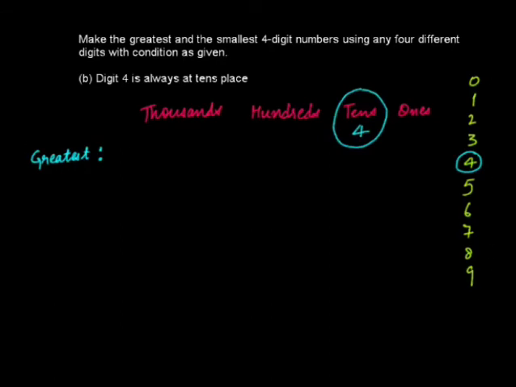Of course, 9. Then comes 8. So 8. 4 is already fixed, we cannot change it. Next, which is the next one? After 8, 7. So the number is 9847. Now look for the smallest number.